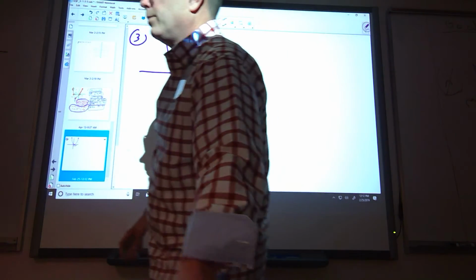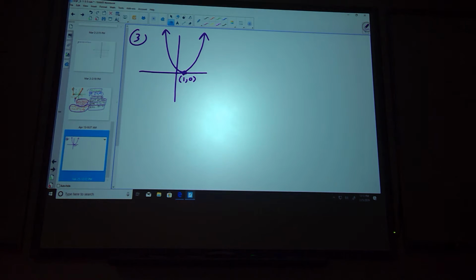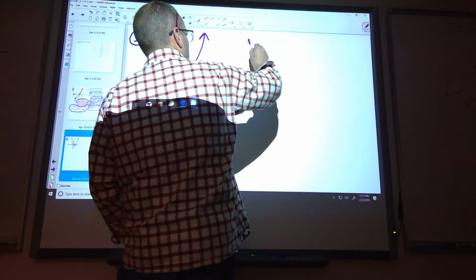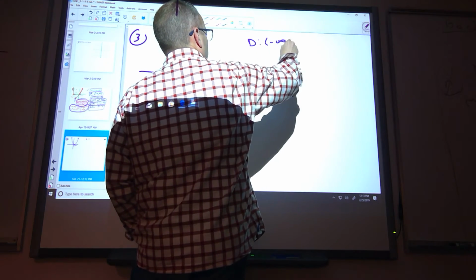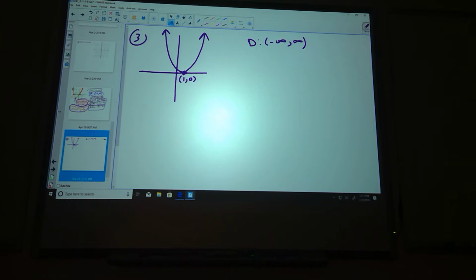Okay, so talk to me. What is the domain? What was the domain on the last one? Negative infinity to positive infinity. So the domain of this one has to be the same. And again, for our parabolas, our domain in this class will pretty much always be that. I can't think of a situation where I'm going to change the domain on you on a parabola.